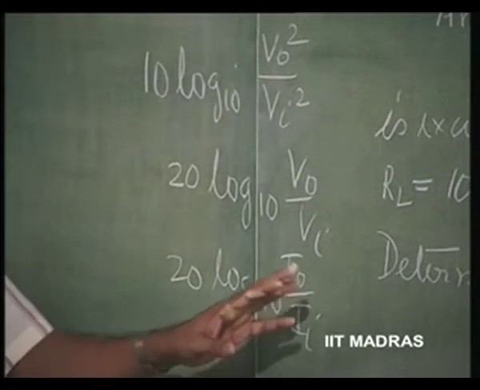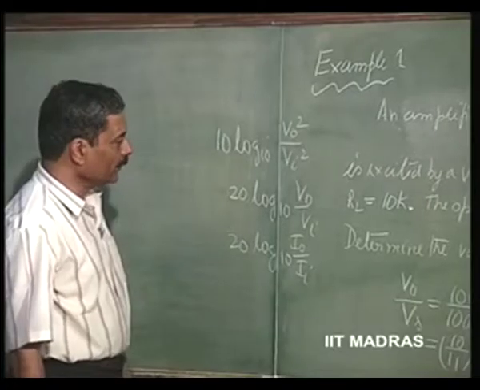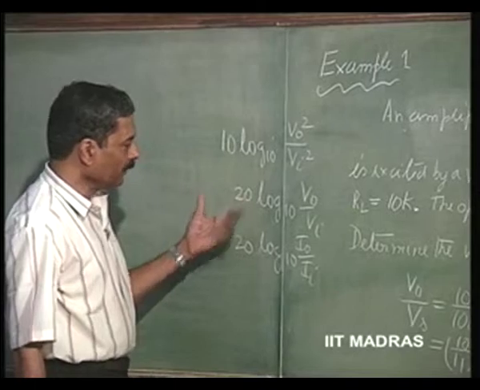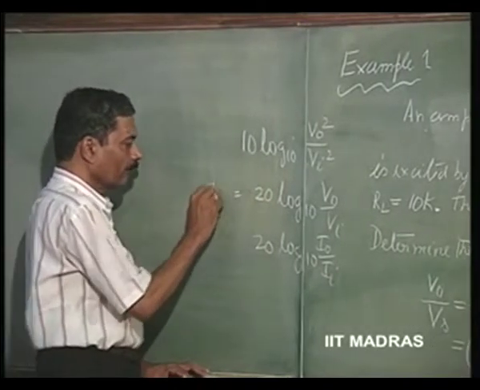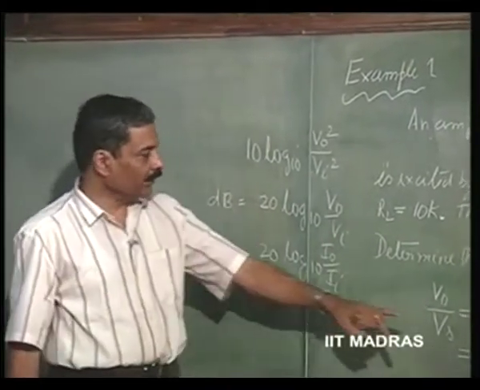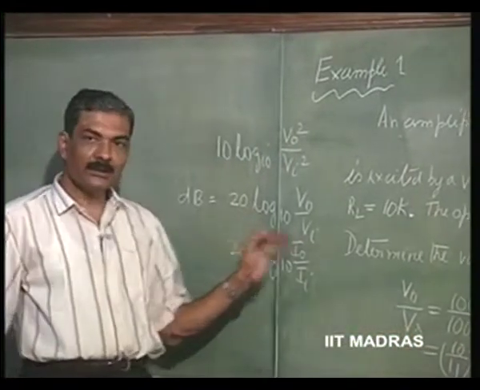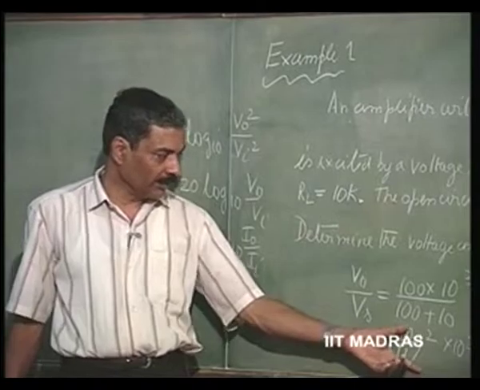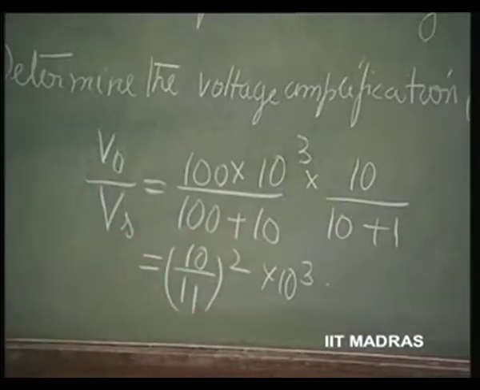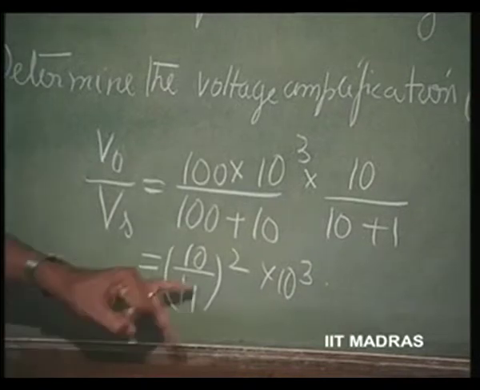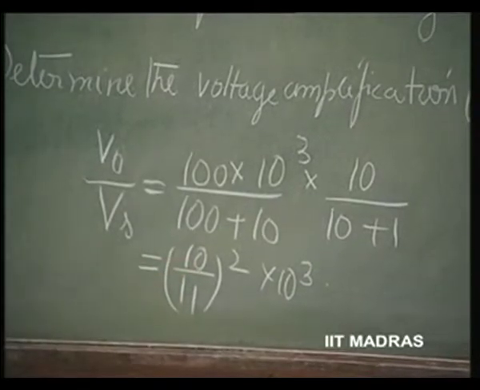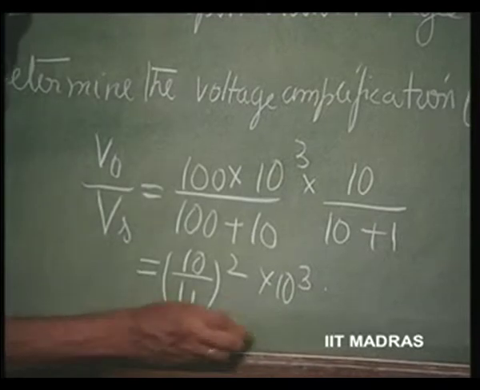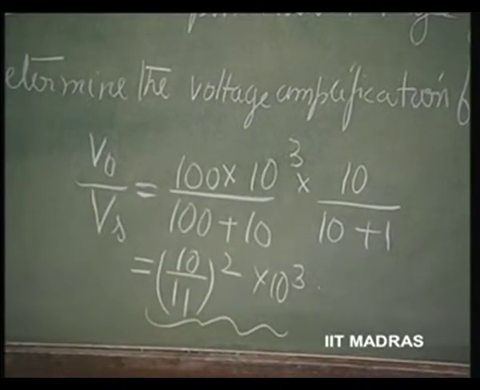So, if you are going to express voltage ratio in terms of decibels, then this will be very nearly equal to 60 decibels. This is going to be 20 log of this factor, which is going to be very nearly equal to 60 decibels. You can calculate it exactly as a homework problem. Please do calculate it. It is going to be very nearly 60 decibels.